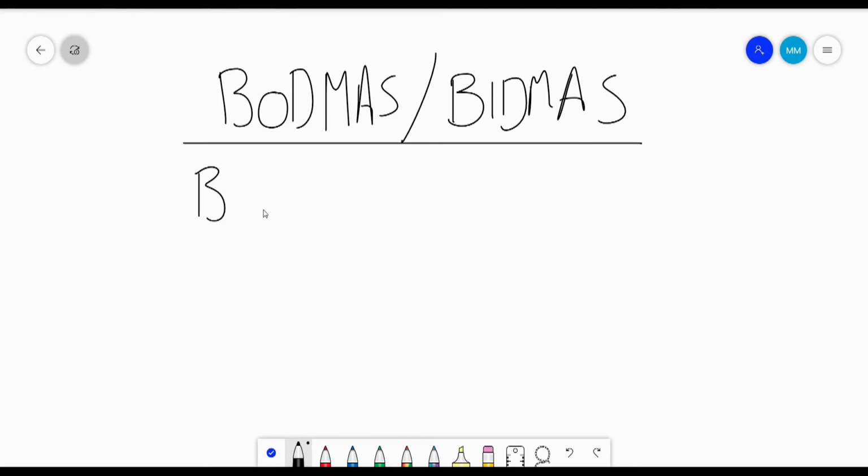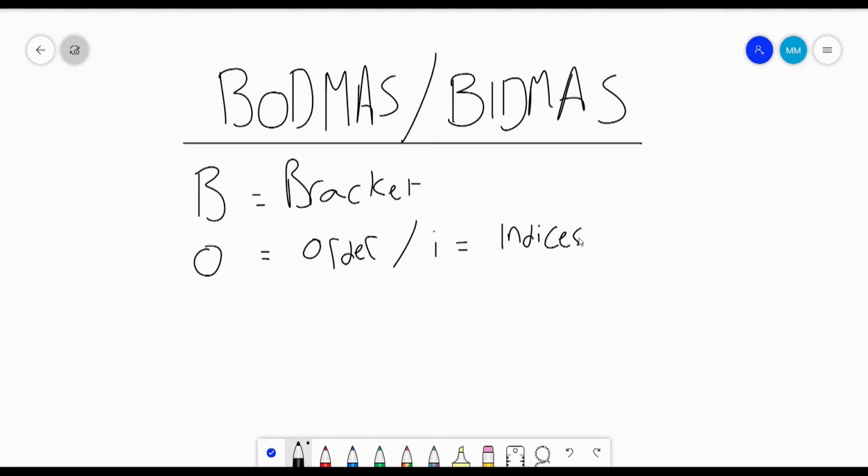B stands for bracket. O stands for order, or if you believe in Bidmas, I equals indices. For this, think power, as in 3 squared, that is power. The 2 I'm talking about, that's your power.